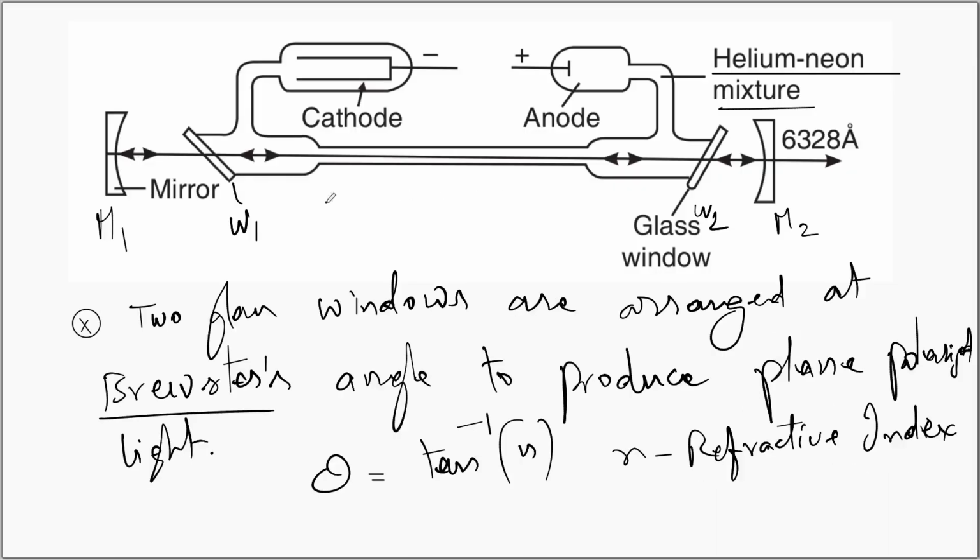These two mirrors M1 and M2 do the job of the optical resonator. They enable sustained oscillations of the radiation within the discharge tube. Mirror M1 is a 100% reflecting mirror, which means all the light that falls on this mirror will be reflected back, while mirror M2 is a partially reflecting mirror. Since M2 is partially reflecting, the laser will come out of the discharge tube or the optical arrangement from M2. Now we shall look at the working.